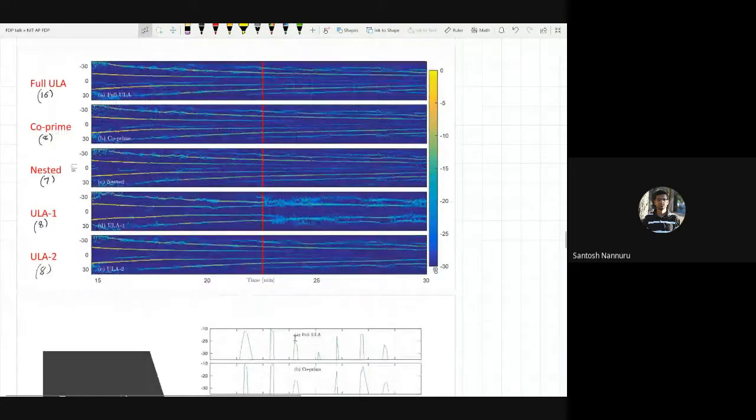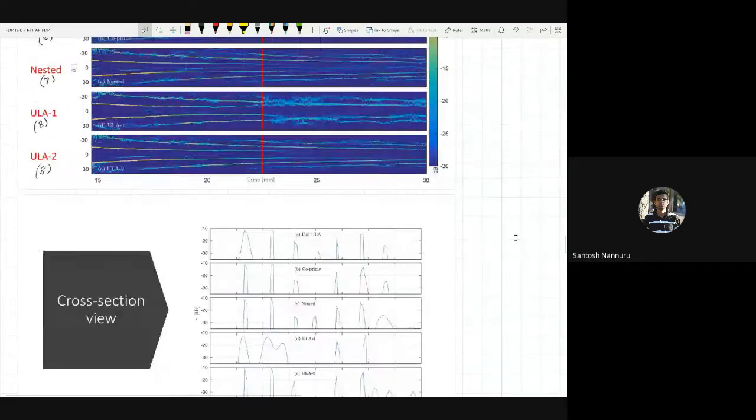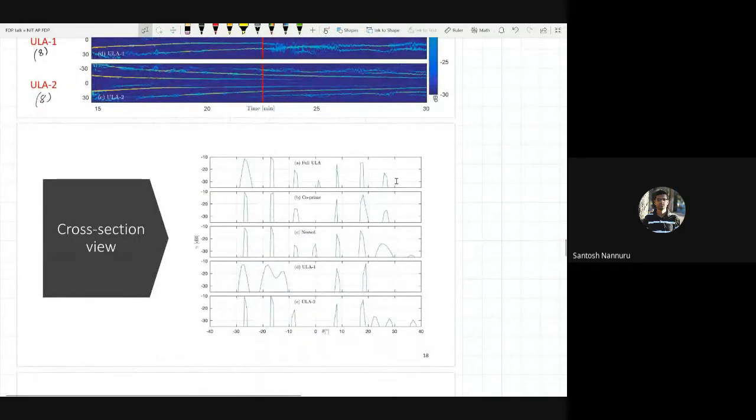In this range, between 20 and 25, this red line, wherever it is, I think 22.5 or something, it's able to find all 7 directions of arrival. Coprime is able to find 6, nested also finds 7. ULA1, you see, because of lower resolution, it has broader peaks, so its peaks are starting to merge or miss. That's what I was trying to say.